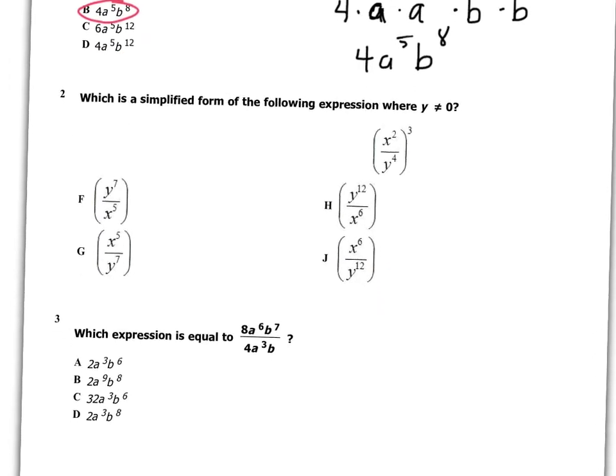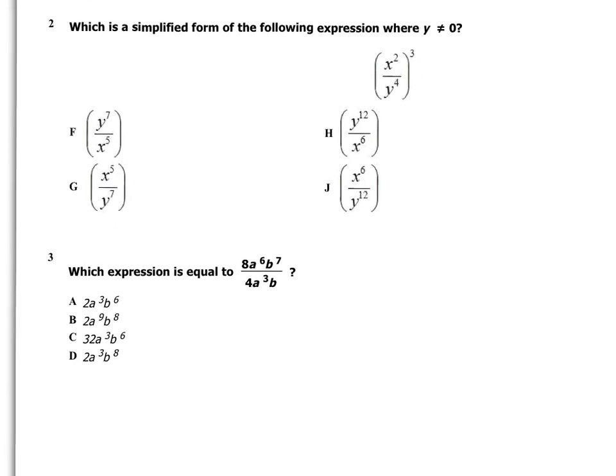Let's move on. Now we have power of a quotient. So I have x squared over y to the 4th, and it's being raised to the 3rd power. Now, don't automatically look at that fraction and say, oh, I got to flip that over. No, you don't. There's no negative exponent. Look at the exponent there. It's a positive 3. All we're doing here is raising each of these to the 3rd power.